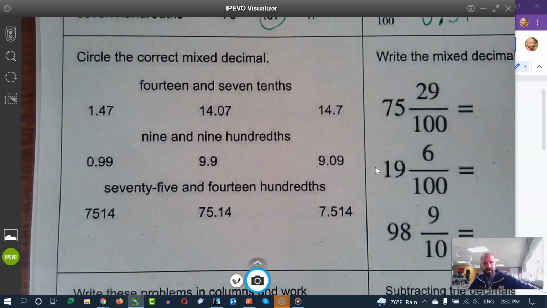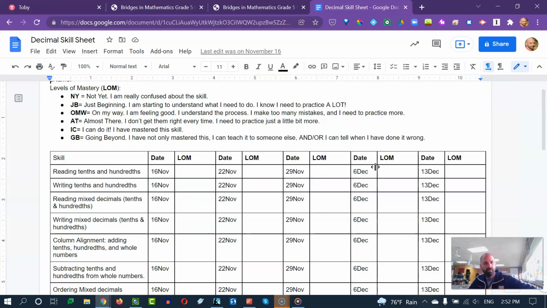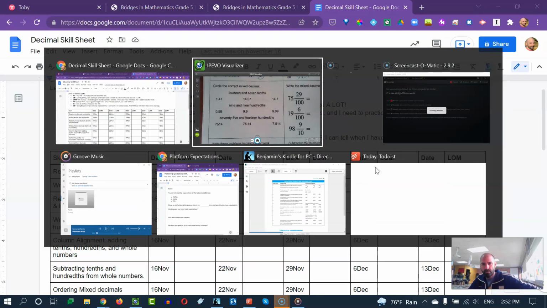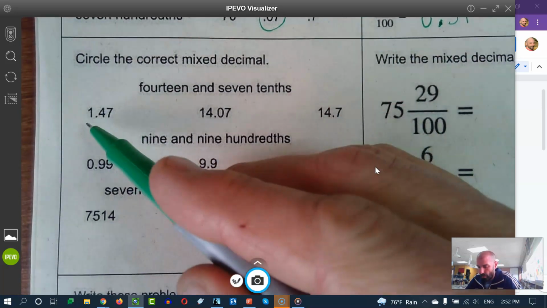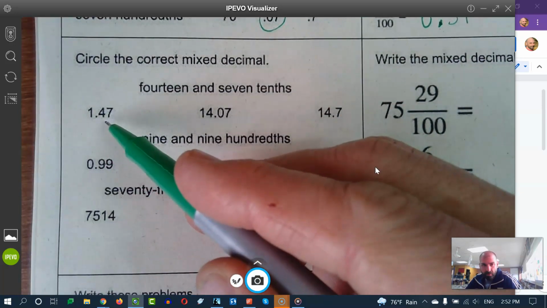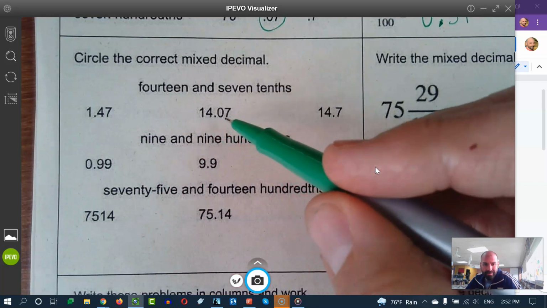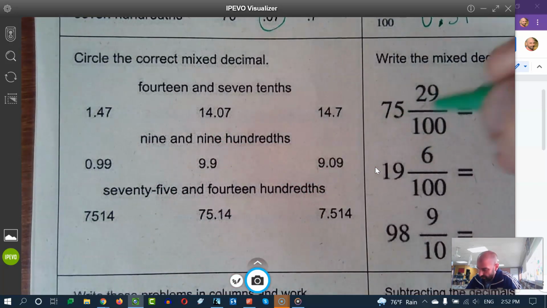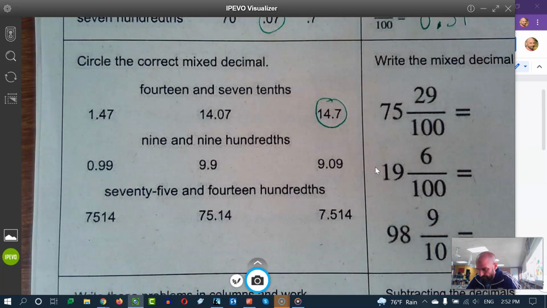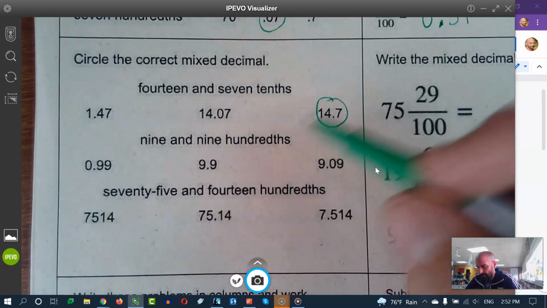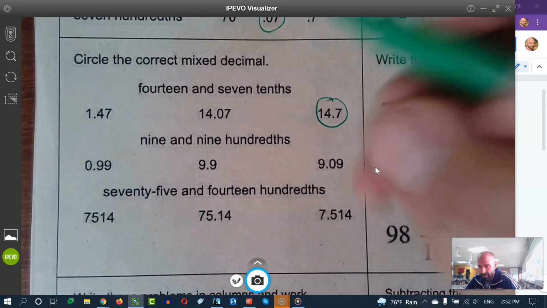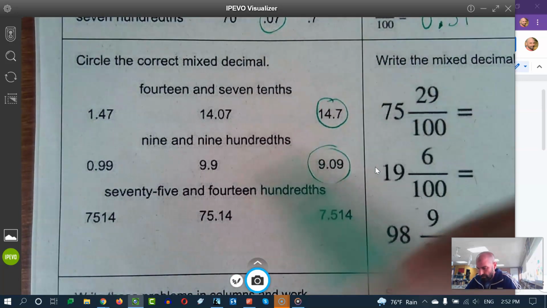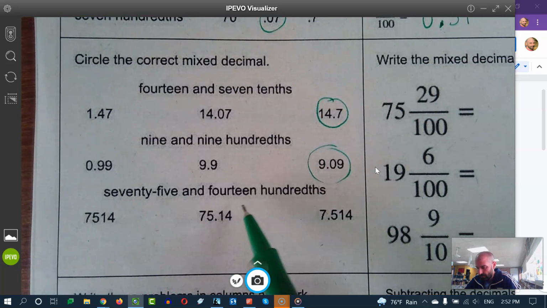Reading mixed decimals, tenths and hundredths. There you go, the third one. 14 and 7/10ths. Well, I have 1 and 47/100ths, 14 and 7/100ths, or 14 and 7/10ths. That's what I needed. 9 and 9/100ths. I have 99/100ths, 9 and 9/10ths, 9 and 9/100ths. And 75 and 14/100ths.